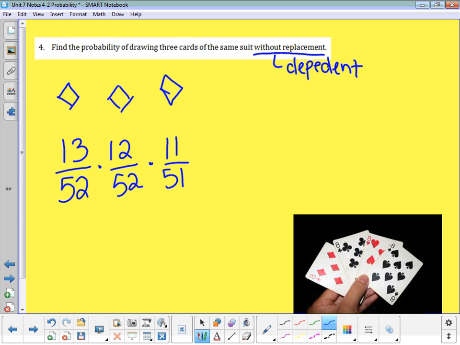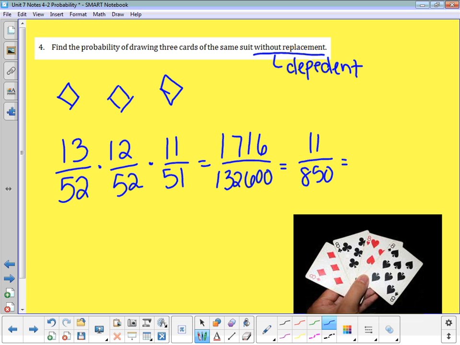So the first thing we're going to do is multiply across the top. And I get 1,716. Then I'm going to multiply across the bottom. That fraction reduces to 11 over 850. And I get 0.013. So that's the decimal. So there's about a 1.3% chance of me drawing 3 cards in a row from the same suit.